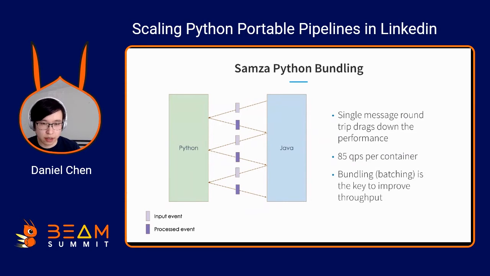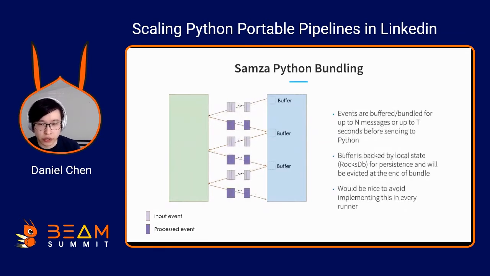So we decided to reduce the network delay and increase the amount of data transferred per round trip. We decided to put this into a small bundle, or micro batch, if you will. Every time we send from Java to Python, we would have a buffer. This buffer would hold up to n messages and will fire after t seconds. So it would fire after the max of n messages or t seconds.